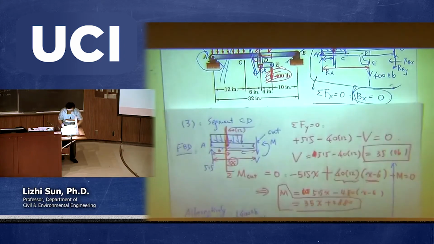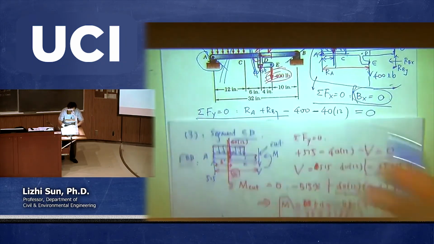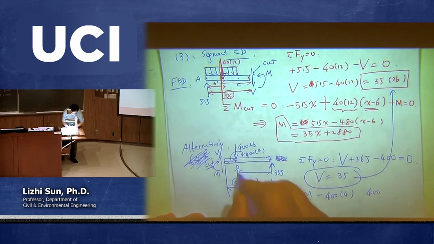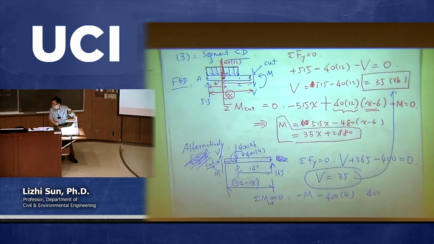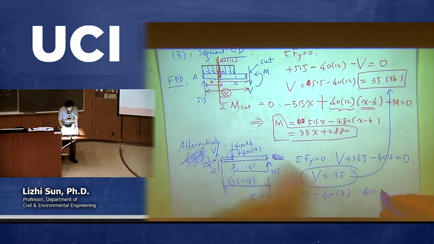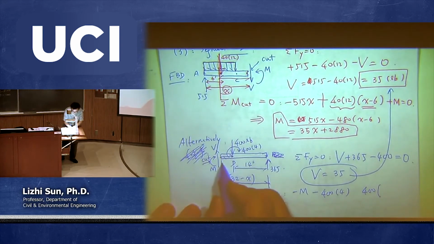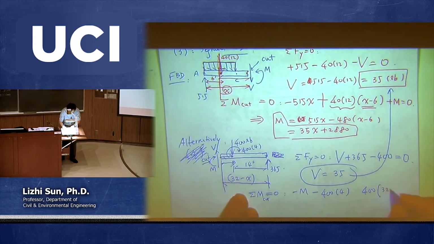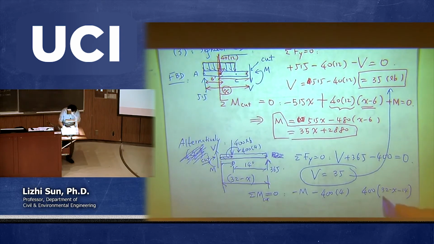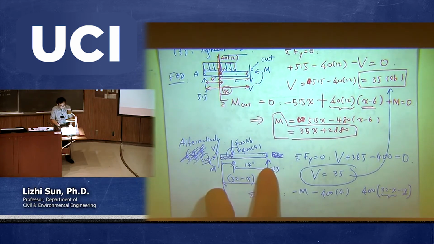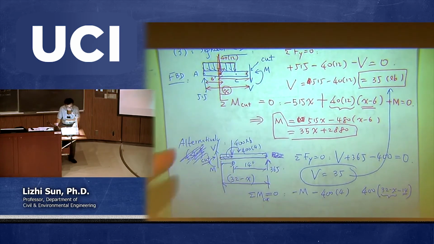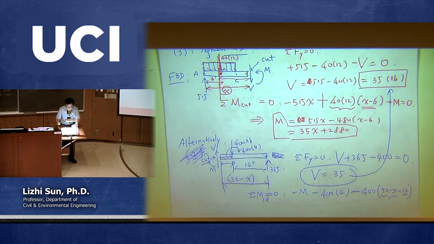I need to know what D and B is. D and B is 14 inches. From here to here is 14 inches, given from the original picture. Okay, so now there's a 400 pounds multiplied by the short distance from here to here. That's going to be 32 minus X total minus 14. So 32 minus X is the total distance from the cutting point to point B, minus 14, because 14 is from point B to point D. So that's going to be from here to here. And this is going to be clockwise, so that's negative.